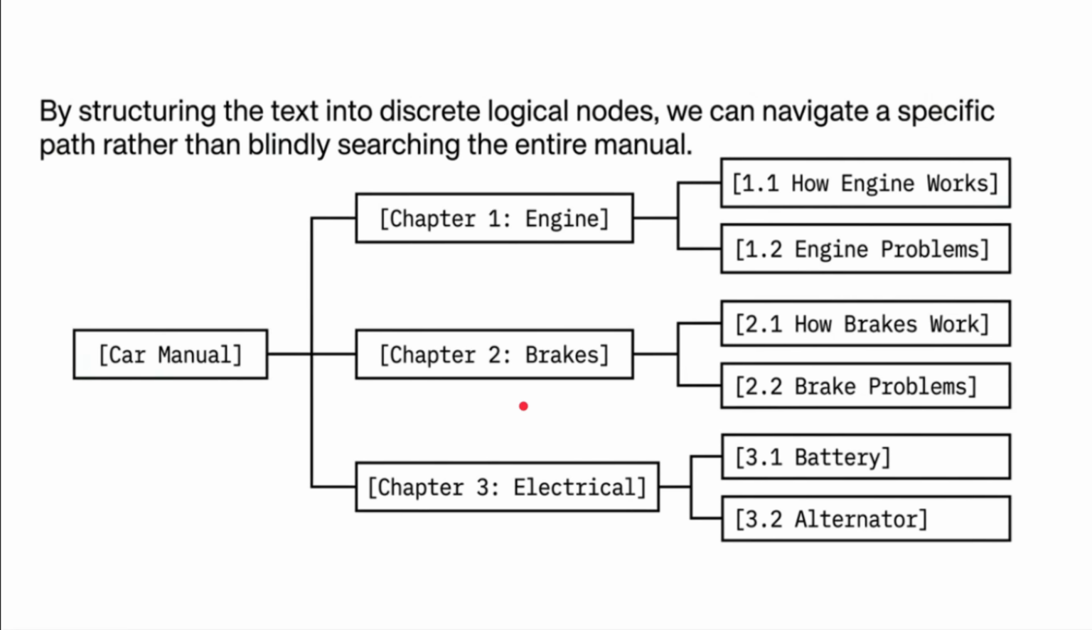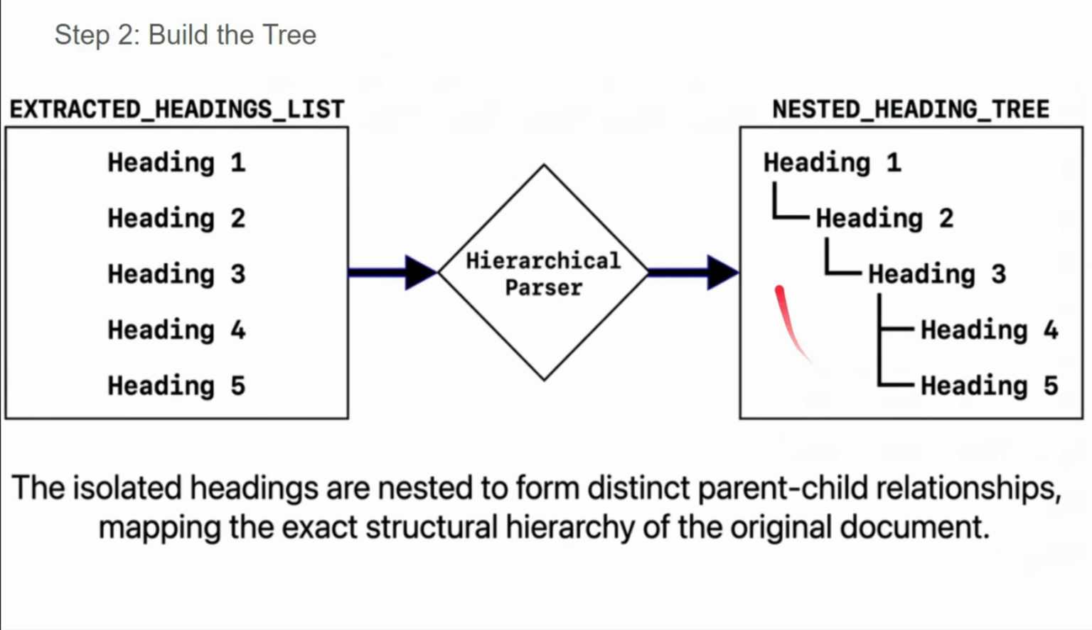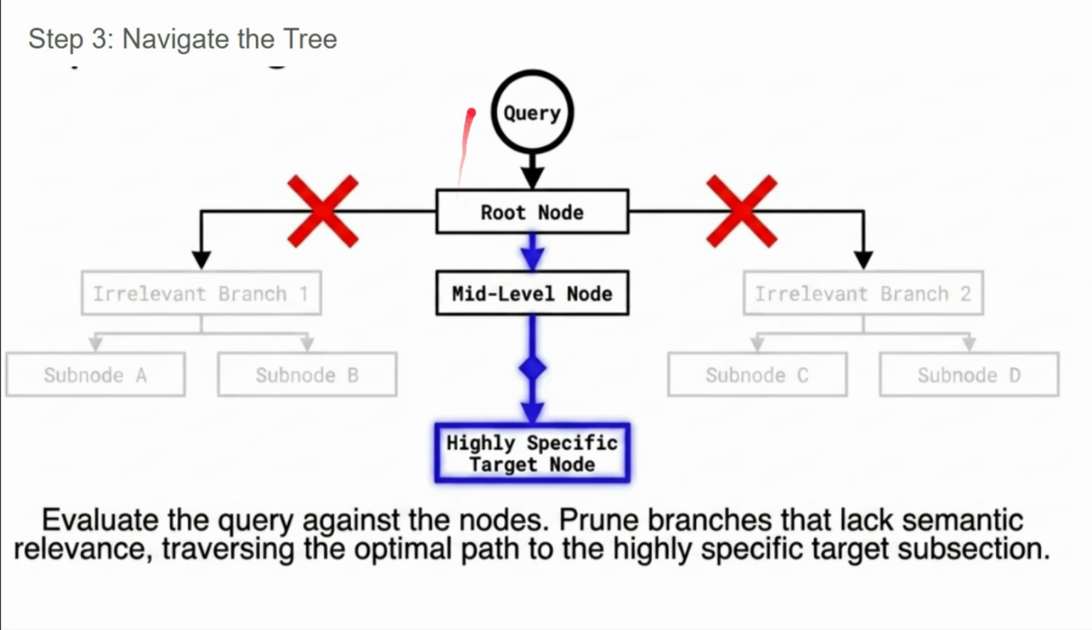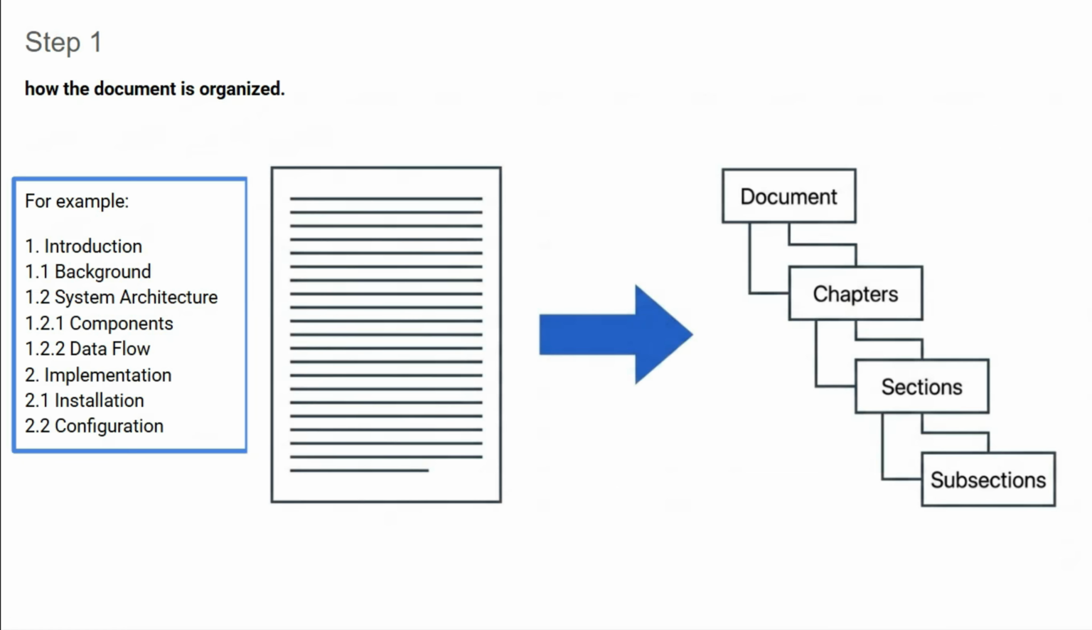So the basic idea of page index can be understood in 4 steps. Step 1. Extract the headings. Step 2. Build a tree from those headings. Step 3. Navigate the tree. And step 4. Reach the right section and extract its content. That is it. Those 4 steps are the foundation of what we are going to build. Now let's look at each one.